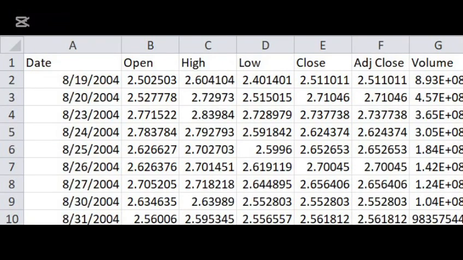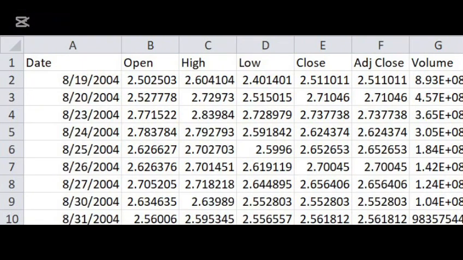The fifth column is the close column. The close column shows the stock price at the end of the trading session. It is a key metric for investors as it reflects the stock's final value of the day. The final column is the adjusted close column, which provides the closing price adjusted for factors like stock splits and dividends.